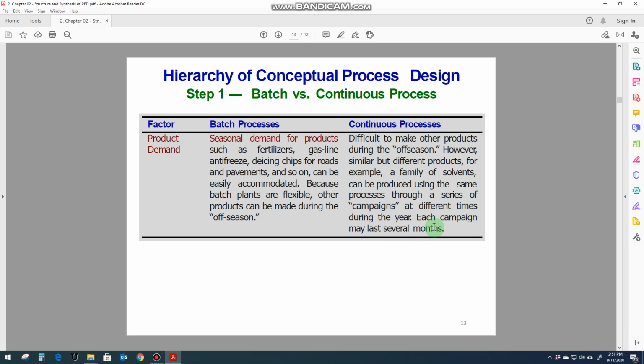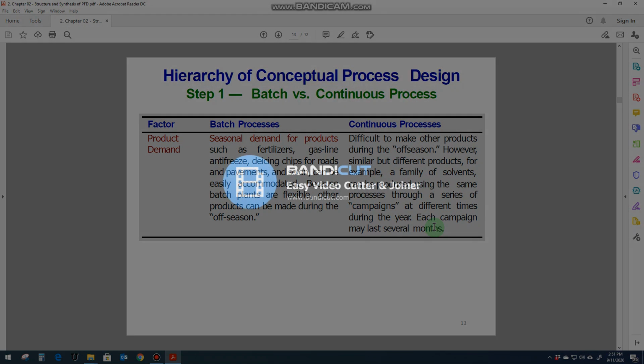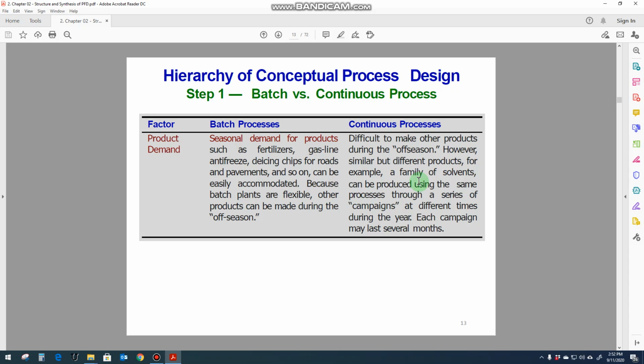Now, for continuous processes, although we don't have much flexibility to change the product or the product quality, we can generate similar chemicals by slightly changing the operating conditions and the conversion rates, or we can slightly change the catalyst so we can have different chemicals of the same family, or we can play with the recycle rates and the separation processes, so we can have slight changes in the product quality that can be required at different times of the season. But obviously, as we talked about earlier, with continuous processes we are very limited in playing with the product quality.